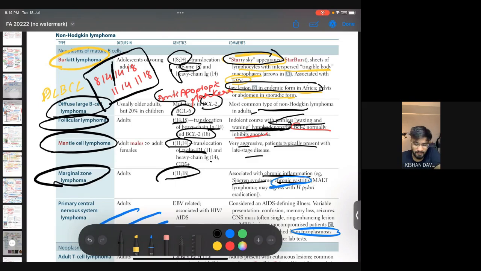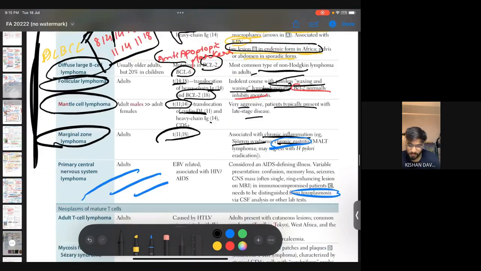I remember like this, so you can also remember like this because this is what they are going to ask, and they will be asking you by giving the translocation, or they will describe the case and ask you the translocation. Translocation is very important to remember. So you can use this mnemonic: 814 slash 1418 1114 1118. Easy to say, say it 10 times a day and you will remember. So this is all about the mature B cell lymphomas.